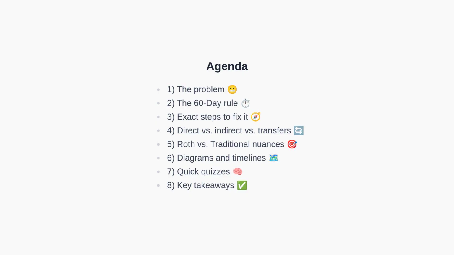Here's our roadmap. First, we'll define the problem. Next, we'll unpack the 60-day rule. Then, we'll walk step by step through how to fix the mistake. After that, we'll compare direct transfers and indirect rollovers. We'll then address differences between Roth and traditional IRAs. We will reinforce concepts with diagrams and timelines, test your understanding with a quick quiz, and finish with key takeaways.